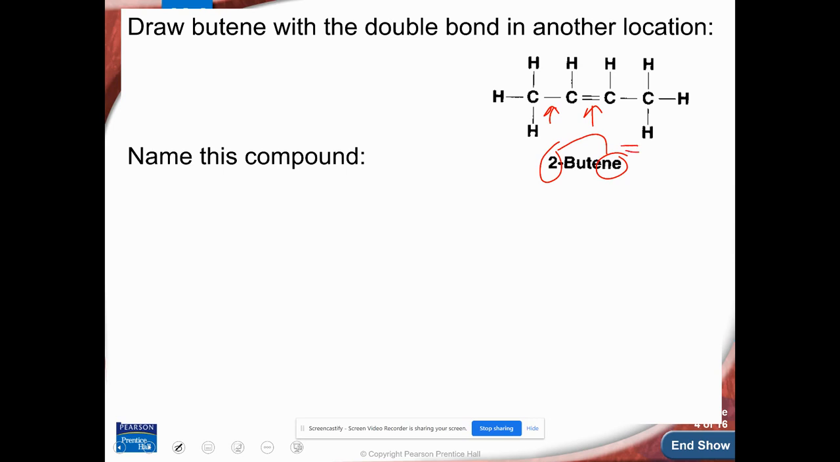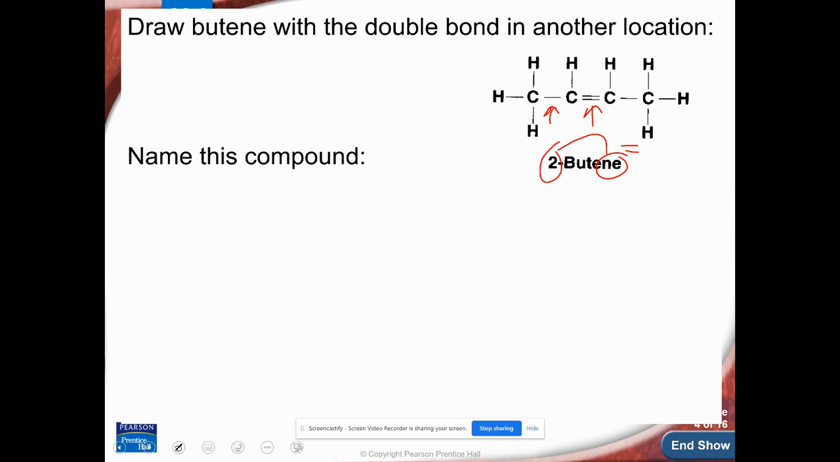Remember, if you can pick apart the name, it's going to tell you everything about the structure, and the structure is going to tell you all of the information about the name. You just have to use the logic and reasoning. You've got to be able to just kind of pick it apart. So now this is an isomer, right? This is a geometric isomer.